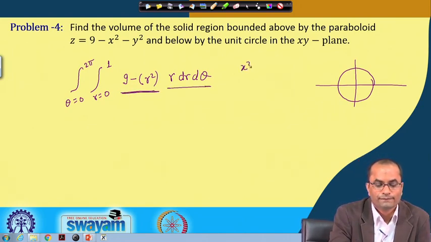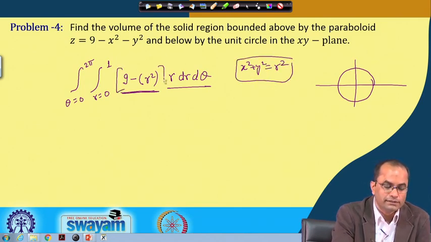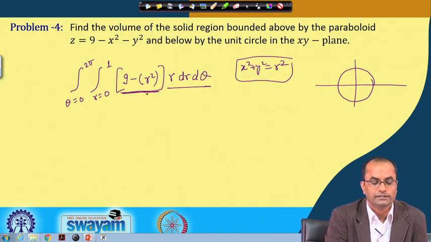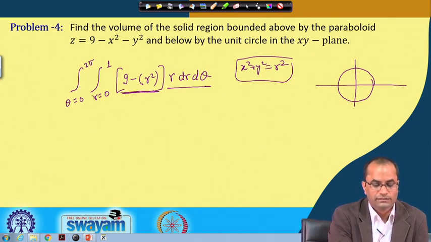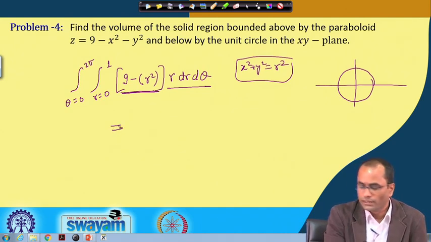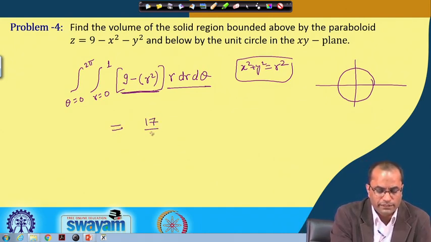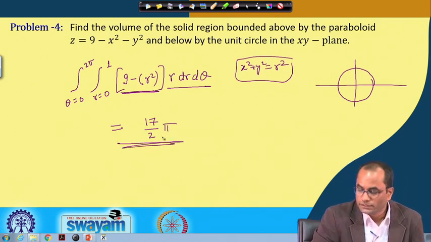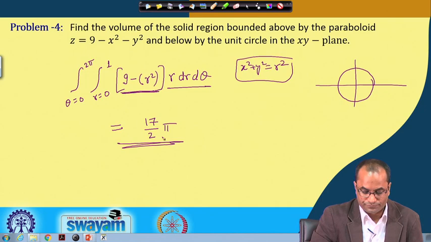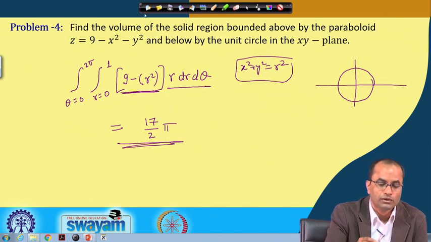So, this x square plus y square in polar coordinate becomes r square. So, we got this 9 minus r square and r dr d theta, which again is very simple to evaluate, and this will come up as 17 by 2 into pi, the evaluation of this integral for these limits.